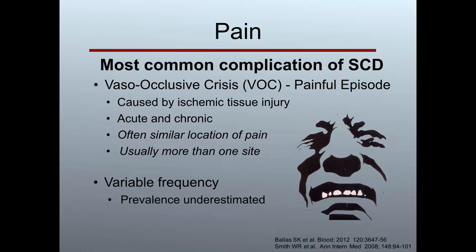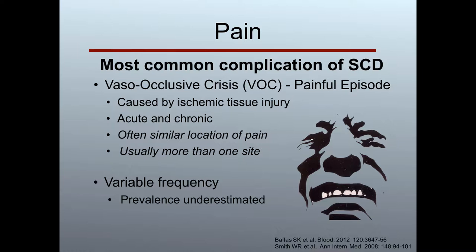But if it's in a new location, like they've never had a headache before and now they've got a headache, they don't usually have abdominal pain but now they've got abdominal pain, they never had chest pain with their crisis before but now they do, you really have to have a very high index of suspicion that there's something bad going on. And we'll talk about more of that in just a second.